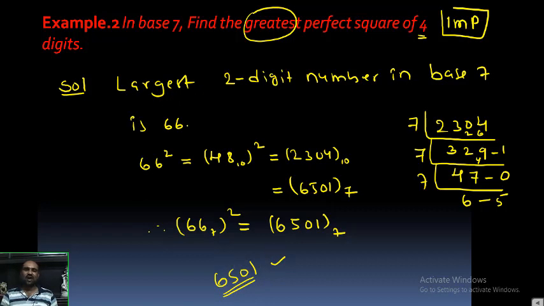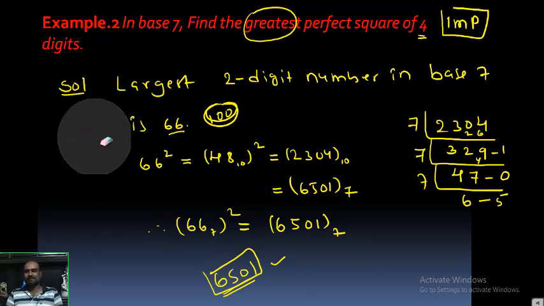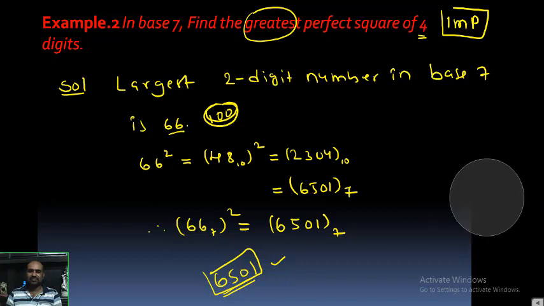After 66, what is the immediate number in that system? 100. Now I want to find its square again. If its square is again another 4-digit number, my answer is not 6501. If the square of 100 is a 5-digit number, then 6501 is the largest perfect square 4-digit number in base 7. First of all, we want to find the square of the next number in base 7.